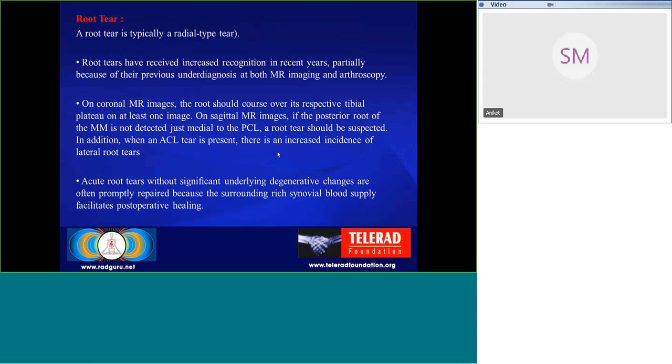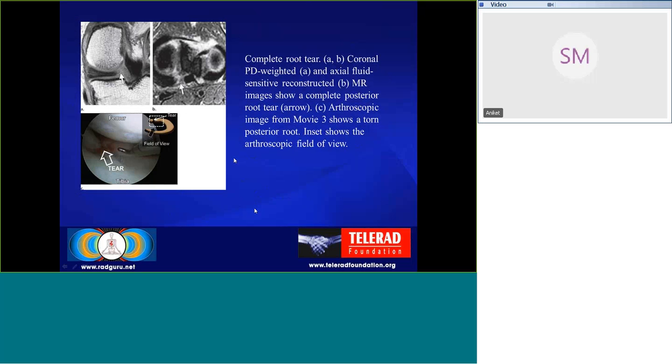On sagittal MR images, if the posterior root of the medial meniscus is not detected just medial to the PCL, a root tear should be suspected. In addition, when an ACL tear is present, there is an increased incidence of lateral root tears. Acute root tears without significant underlying degenerative changes are often promptly repaired because the surrounding rich synovial blood supply will encourage post-operative healing.